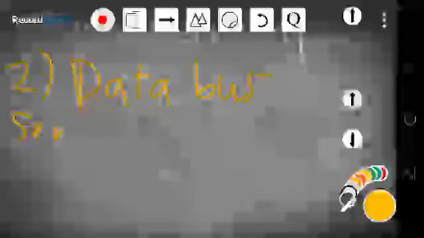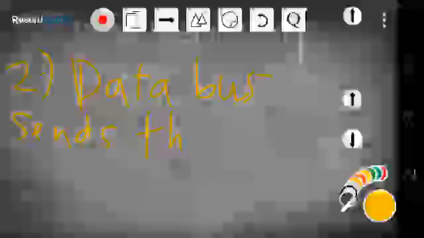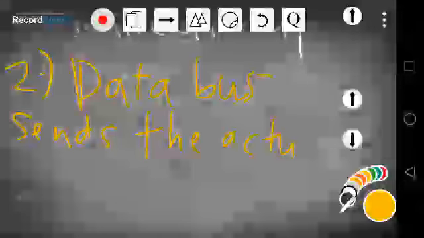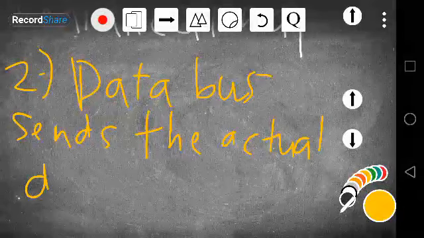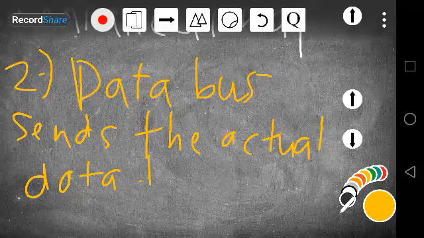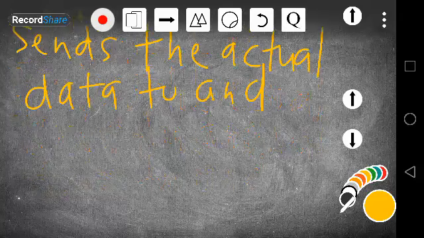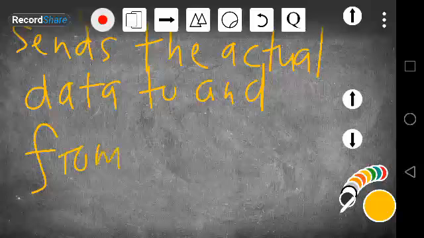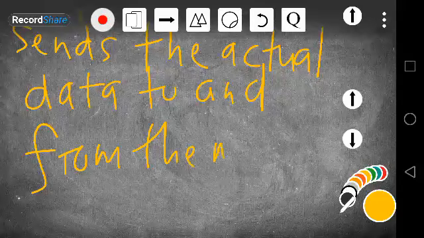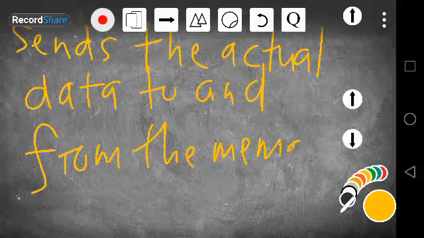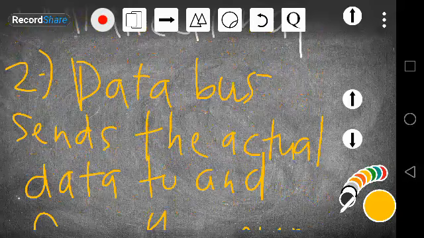Sends the actual data to and from memory. Okay? So we are saying per address bus, my addresses are kusendwa kuti go and fetch data from this address, go and write data to this address.